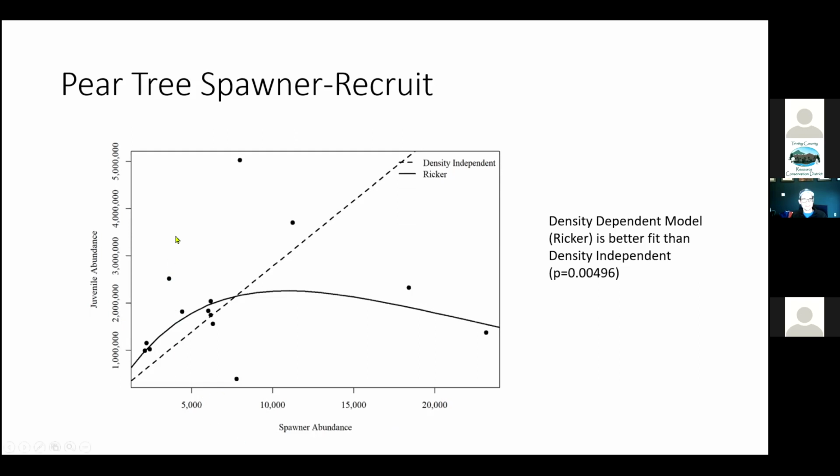And what you can see here is that it looks like the peak production of juveniles happens around a spawner size of, you know, around 10,000 spawners, at least in this time series that we have.